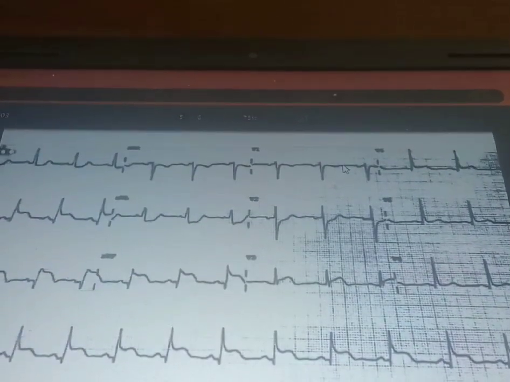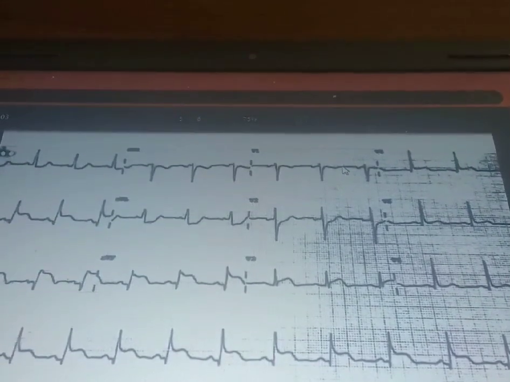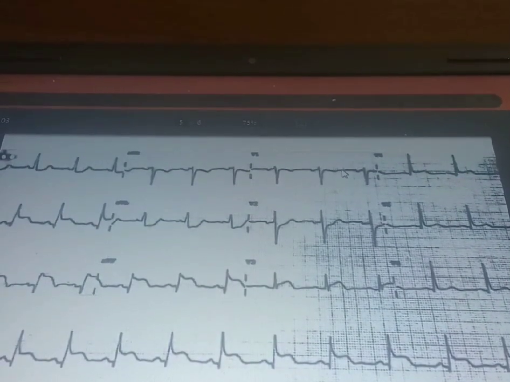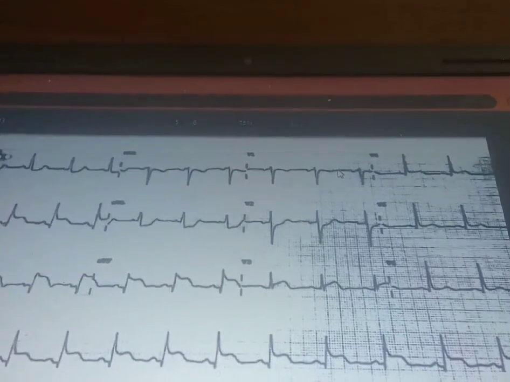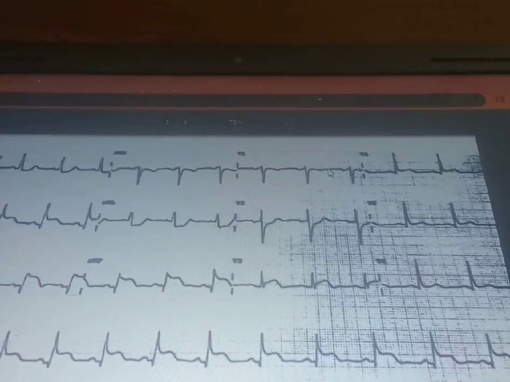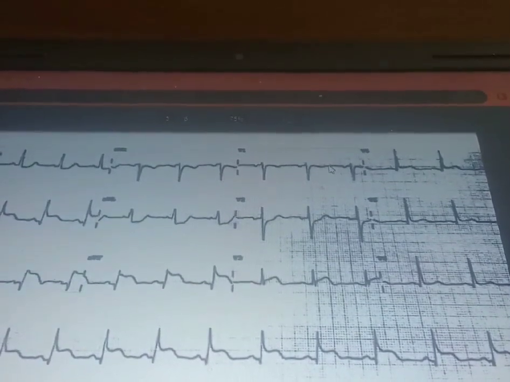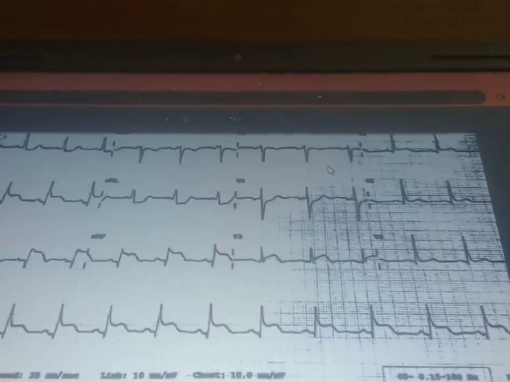Here we focus on the second lead and the third lead. Here you can see that there is ST segment elevation. ST segment elevation represents the infarction. It means that there is an infarction, MI. And the MI in the second and third lead means there is an infarction of the inferior wall of the heart.